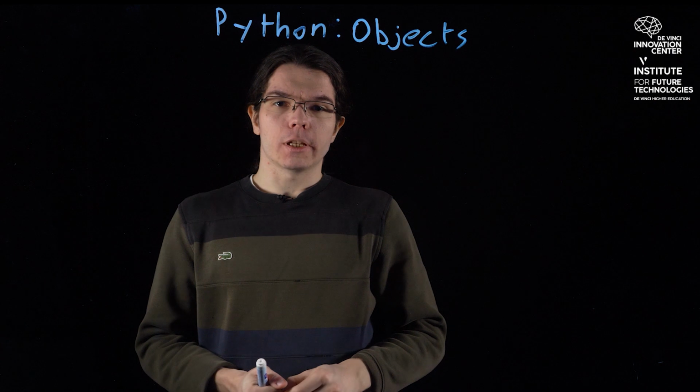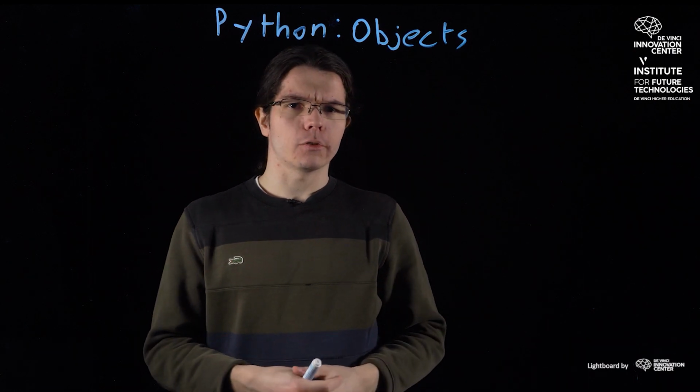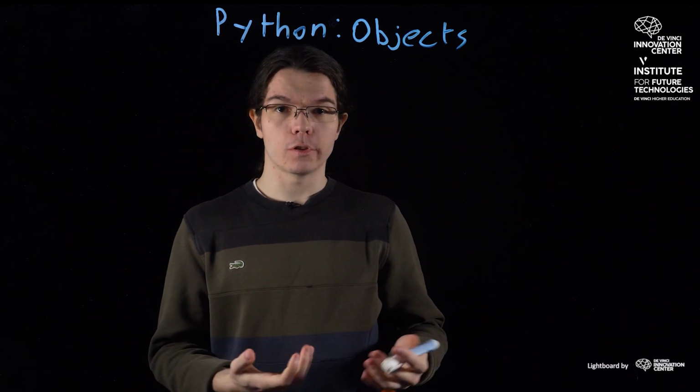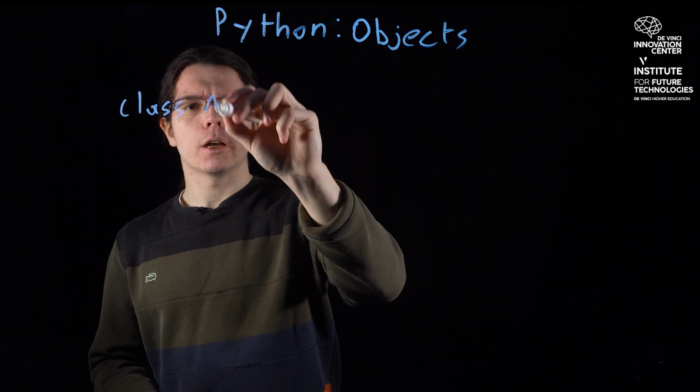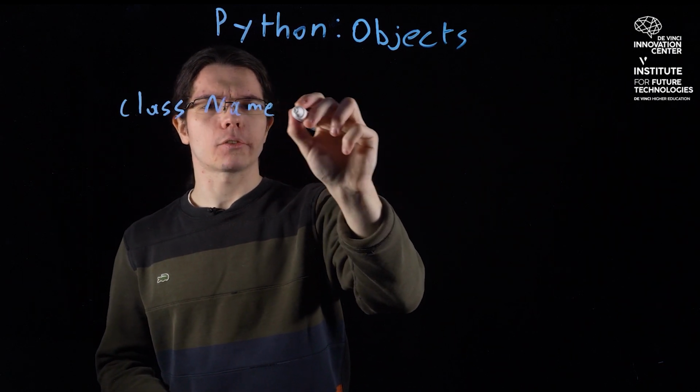Python is also a programming language that can handle object-oriented programming. So you can absolutely define your classes and use them in your Python project. If you want to define a class in Python, the first thing you have to do is use the class keyword and then give your class a name.